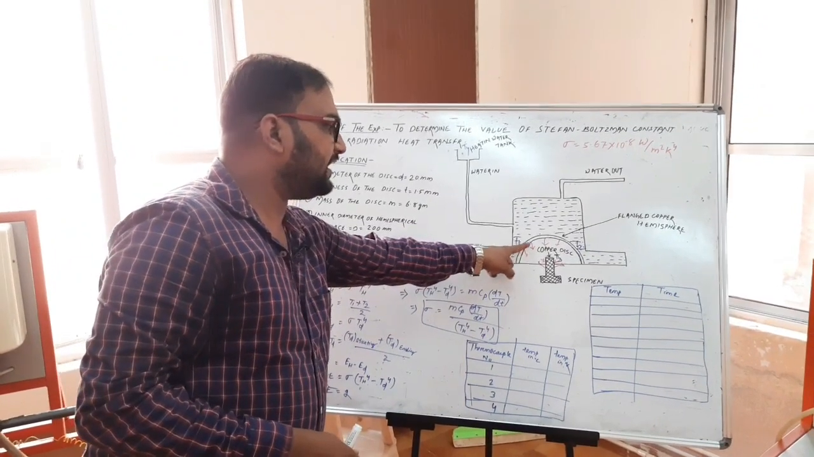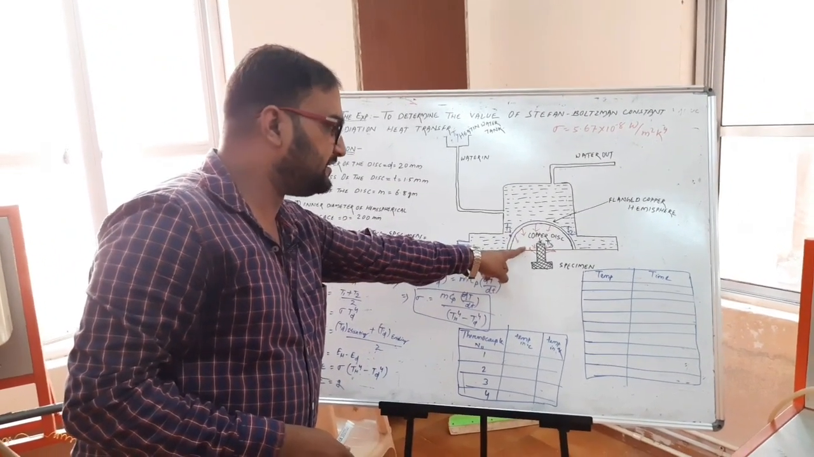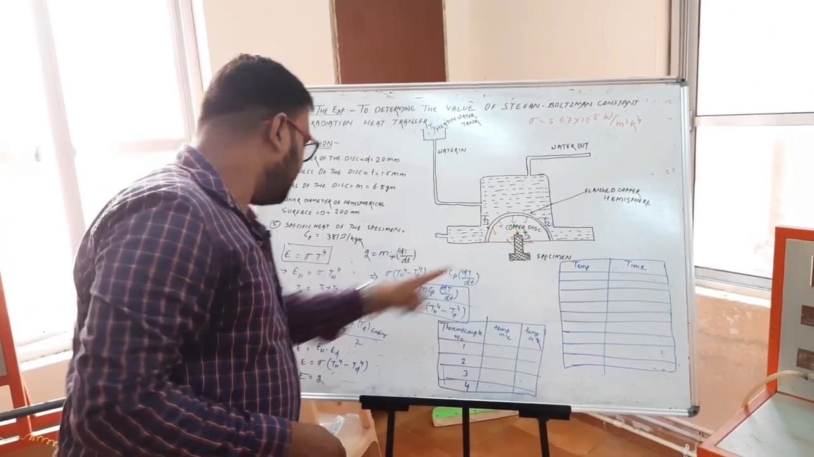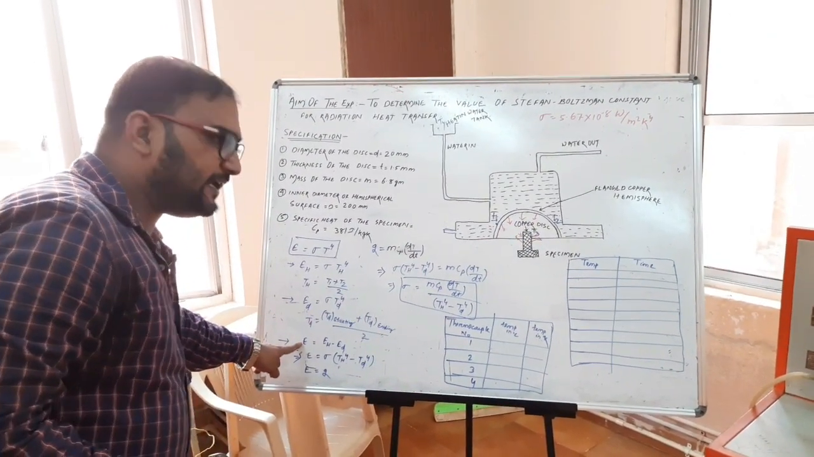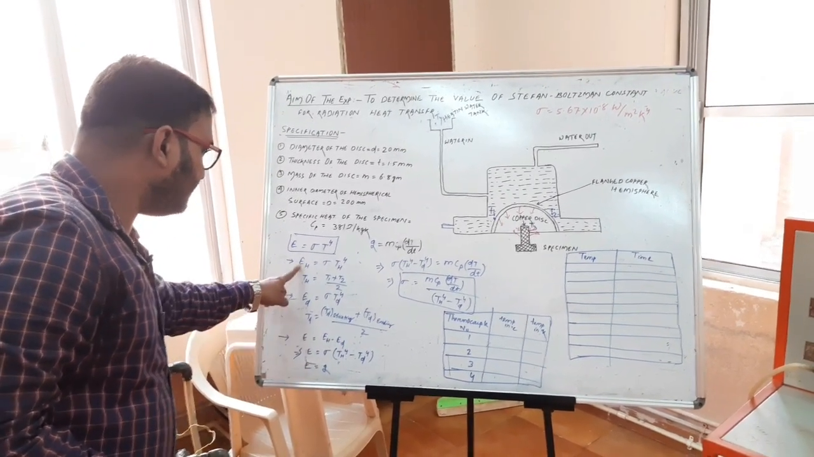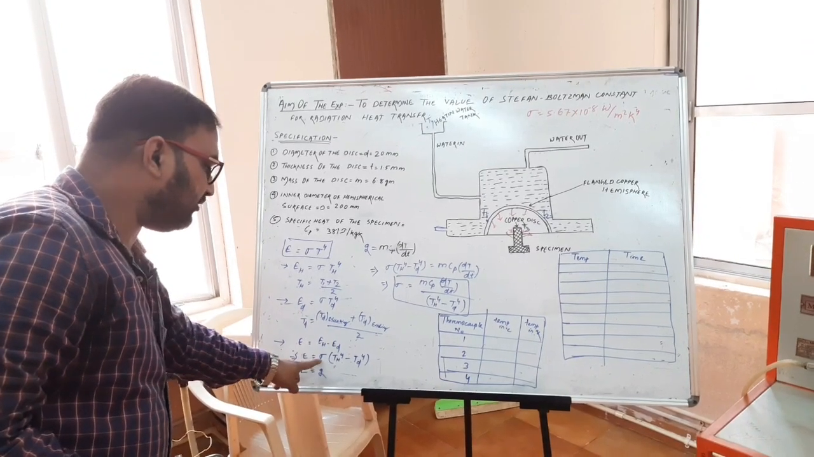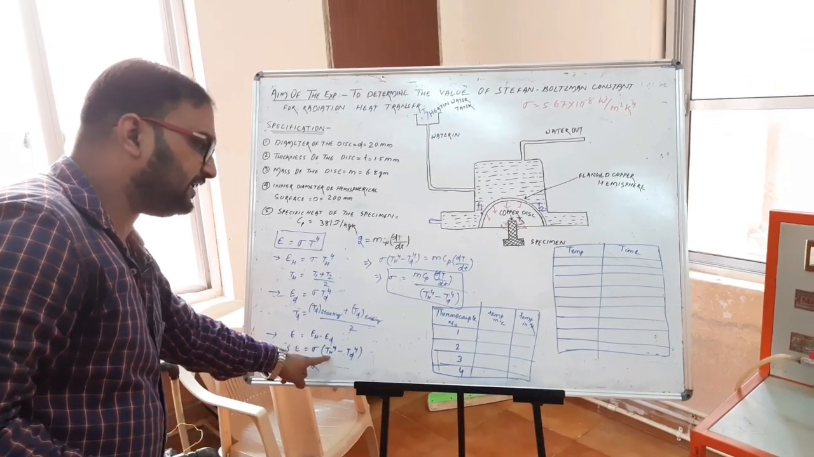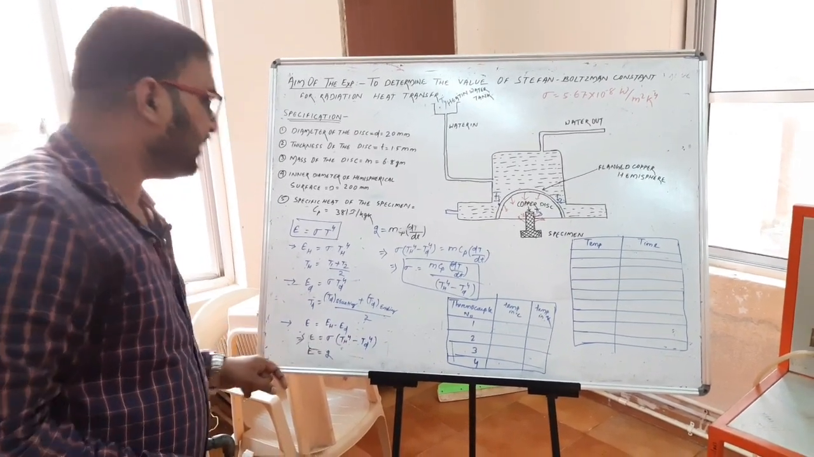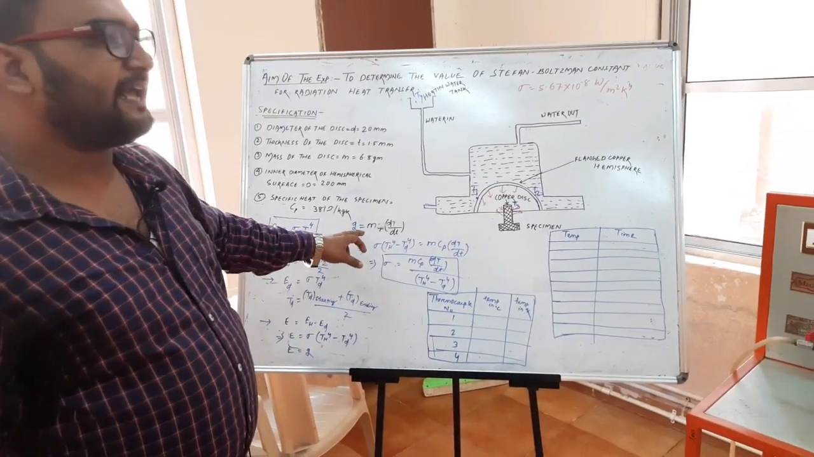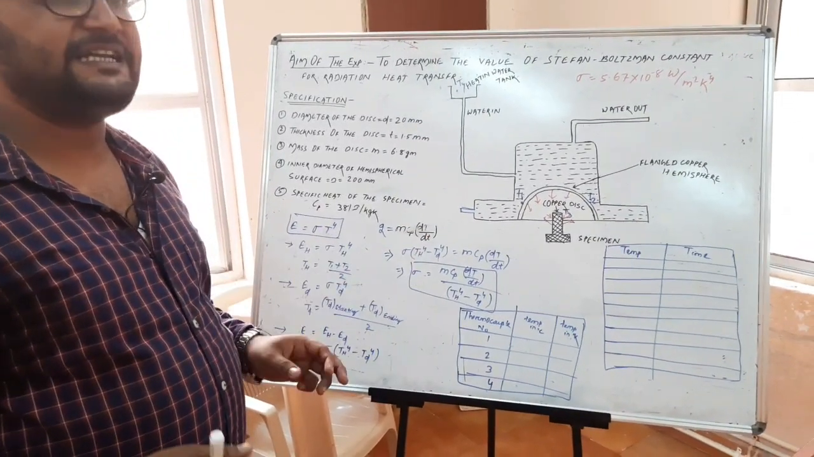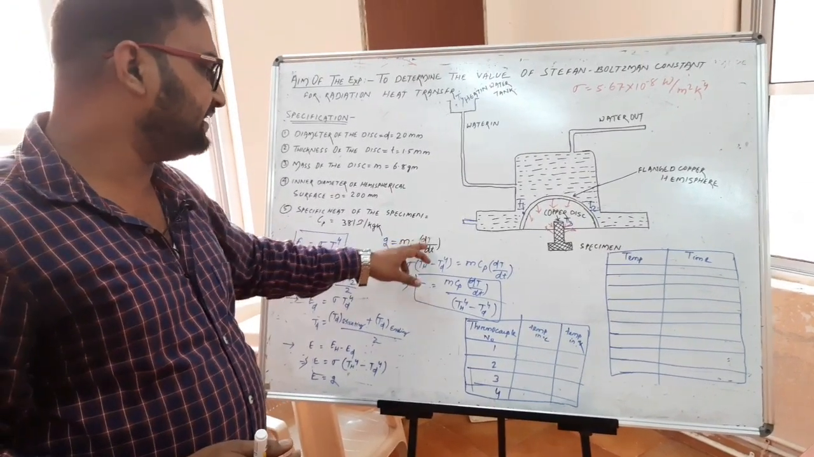The amount of heat radiated from the hemisphere minus the amount of heat radiated from the copper disc. So the total heat absorbed in the copper disc, E, is equal to EH minus ED. That will be equal to sigma into TH to the power 4 minus TD to the power 4. And as you know, the heat capacity of a substance is equal to mCp into dT by dt.